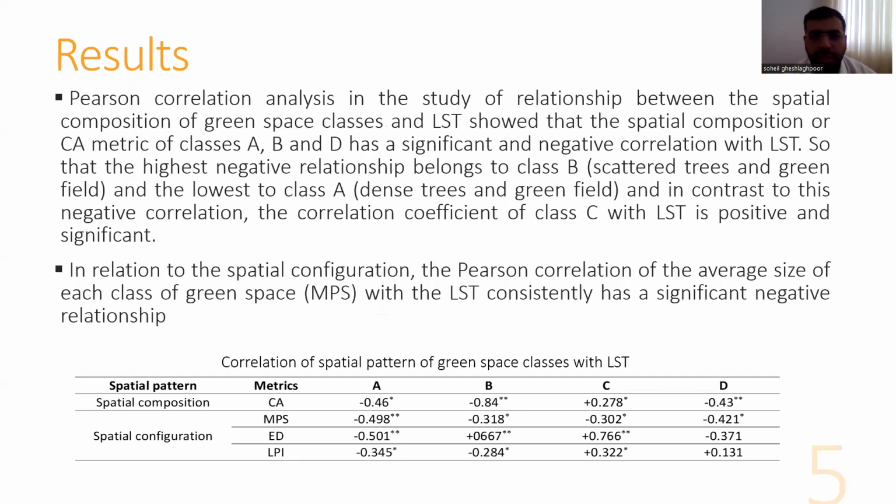Pearson correlation analysis of the relationship between the spatial composition of green space classes and LST showed that the spatial composition, or CA metric, of classes A, B, and D has a significant and negative correlation with LST, so that the highest negative relationship belongs to class B, scattered trees and green fields, and the lowest to class A, that means dense trees and green fields. In contrast to this negative correlation, the correlation coefficient of class C with land surface temperature is positive and significant. In relation to the spatial configuration, the Pearson correlation of the average size of each class of green spaces with the LST has a significant negative relationship.